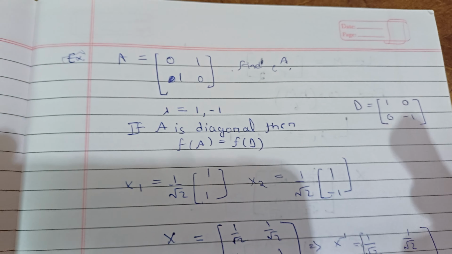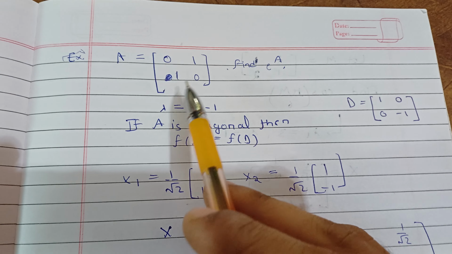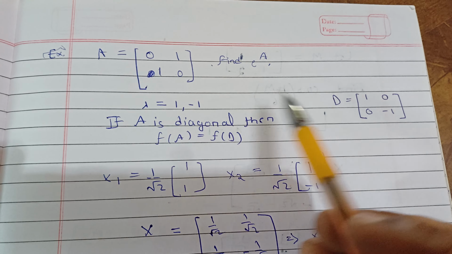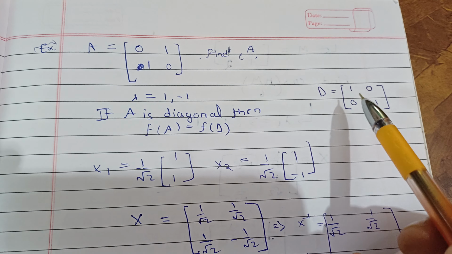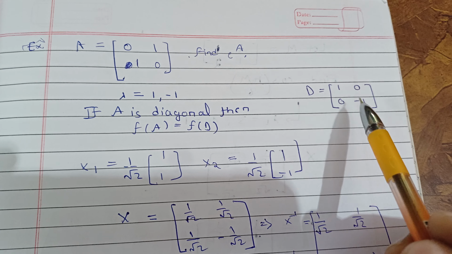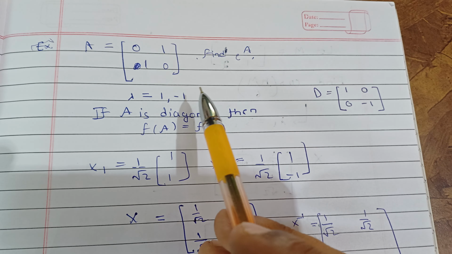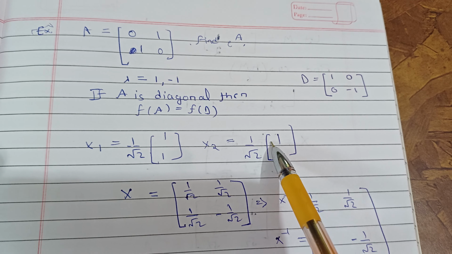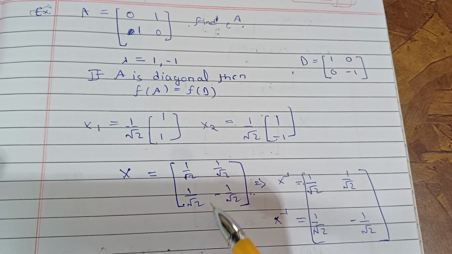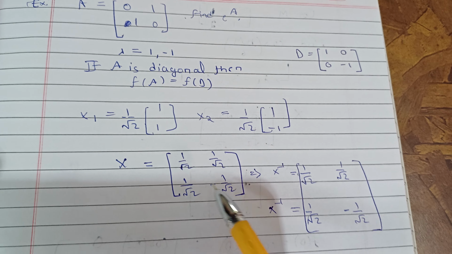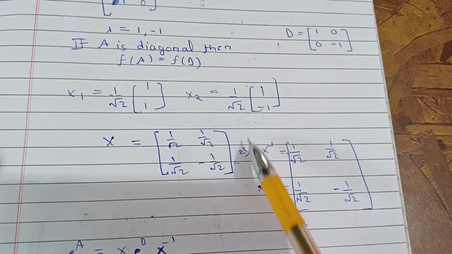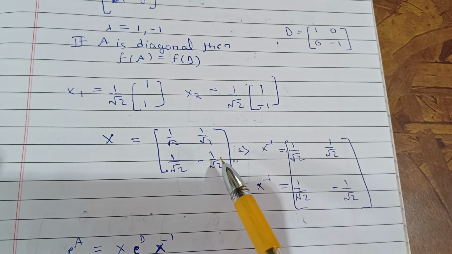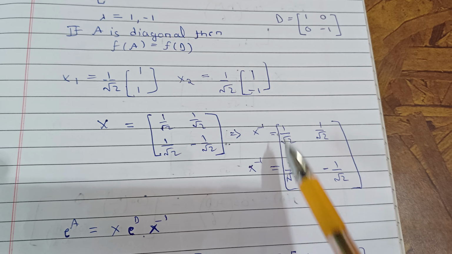Let's see. First you need to find the eigenvalues of this matrix. That will be 1 and minus 1. From here you can calculate the diagonal matrix directly, because in the diagonal matrix the eigenvalues are just put on the diagonal elements: 1, minus 1. So this is D. Now what will be X? Find the eigenvectors corresponding to 1 and minus 1. X1 will be this, X2 will be this. Put them in a single matrix, and that will be X. Now you can find X inverse, and see here it is an orthogonal matrix, so just the transpose of this will give you the inverse, which saves some time.